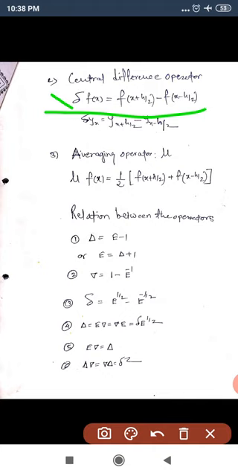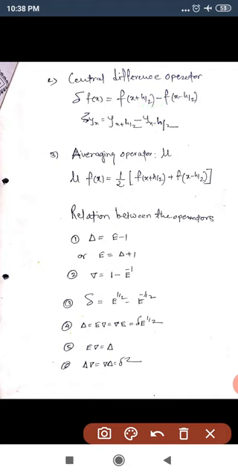The third difference operator is the averaging operator, which is denoted by mu, and mu of f of x equal to what, 1 by 2 of f of x plus h by 2 plus f of x minus h by 2. In the central difference there is a negative sign, and in the averaging operator there is a plus sign and also 1 by 2.